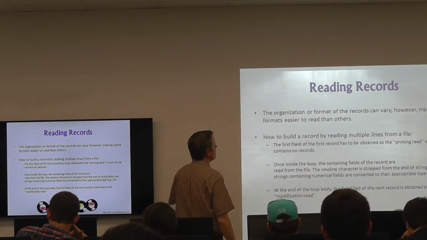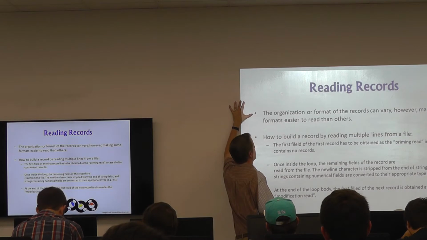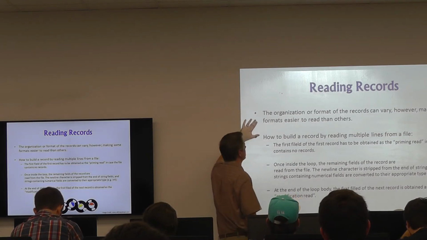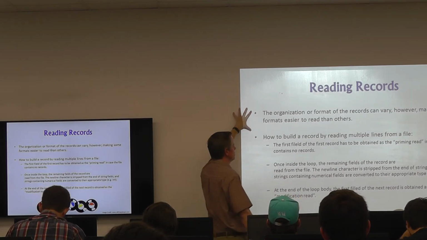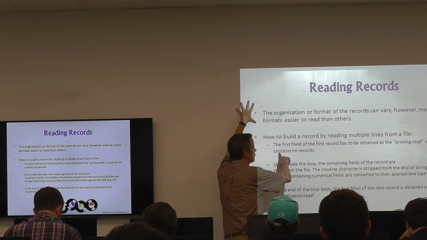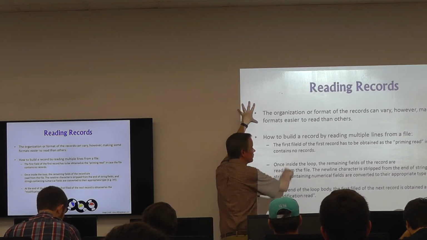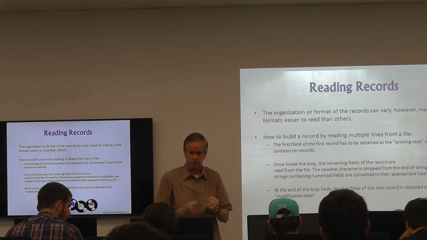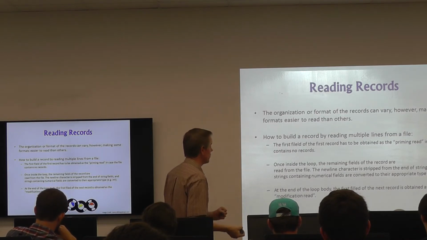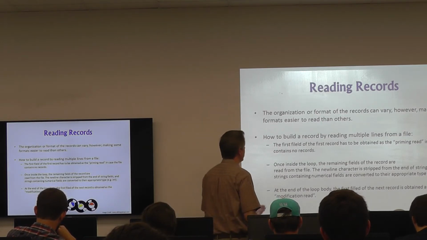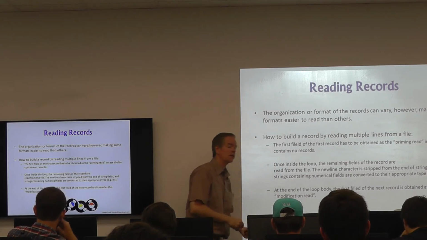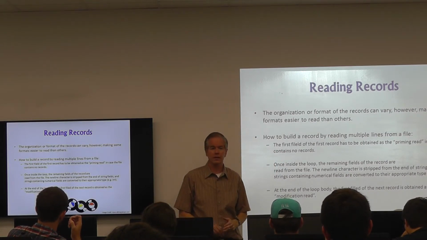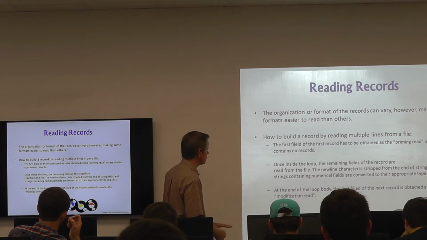Okay, the organizational format of records can vary, of course, making some formats easier to read than others. How to build a record by reading multiple lines from a file. The first record has to be obtained as a priming read. So in other words, you read it in the very first thing just to make sure that you're actually in the right place in the file. Okay? Always a possibility. Either the file's empty or there's just nothing in that particular part of the file that has what you're looking for.